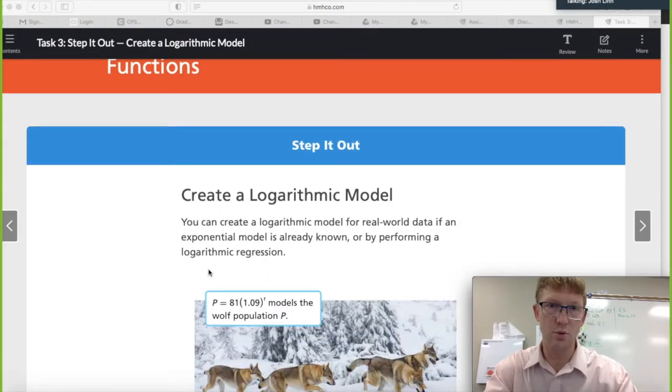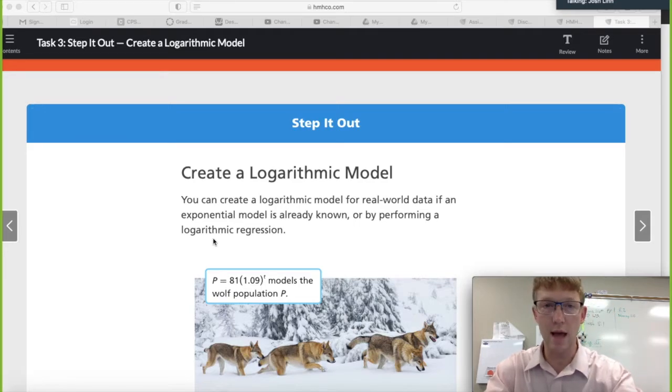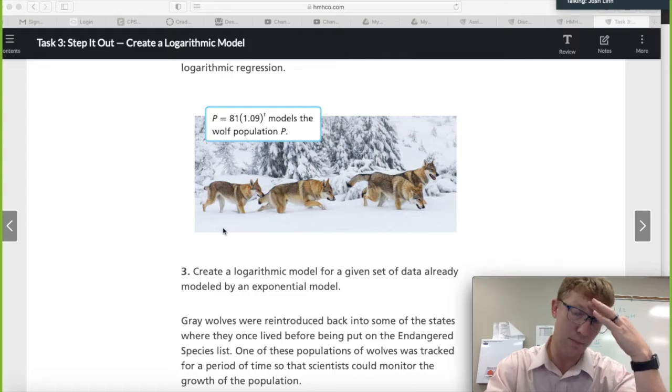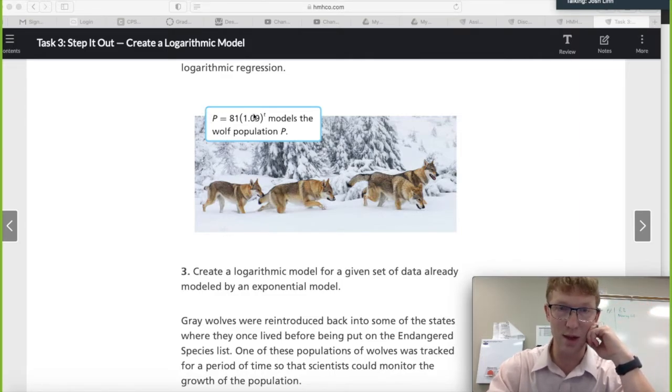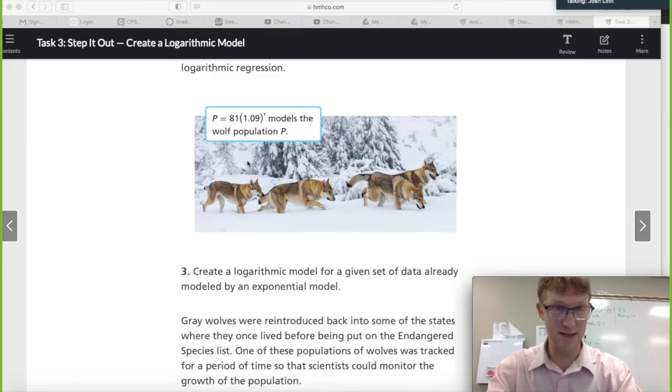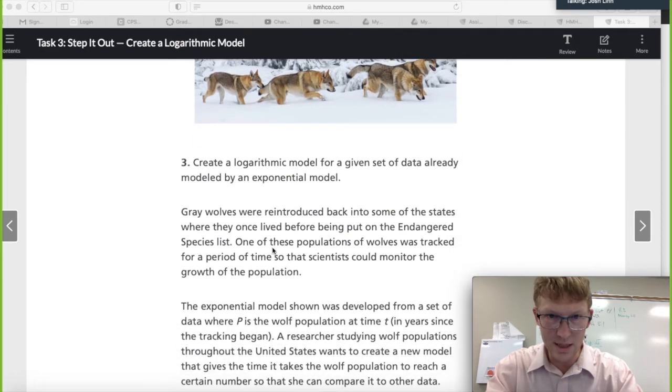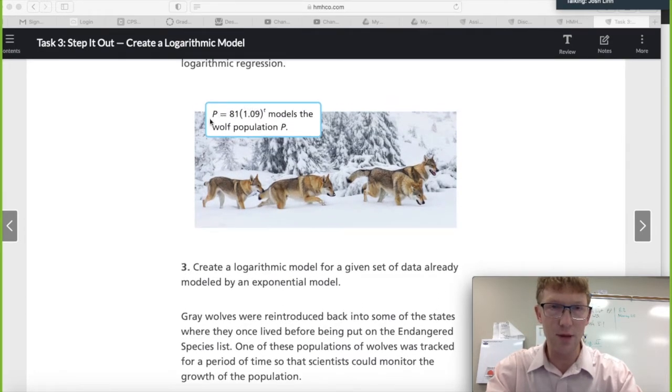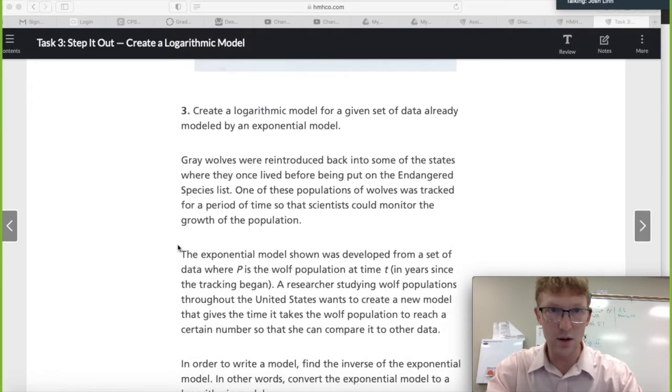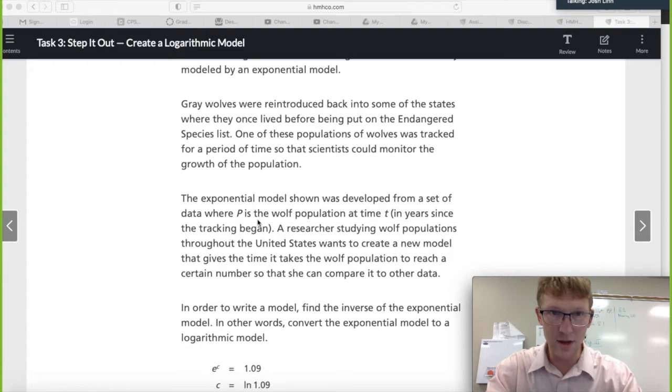Okay, task number 3. Create a logarithmic model based on something you already have. So in this situation, we have a biologist who modeled wolf population P versus time. He started a study at t equals 0, and then for every year he graphed the population of the wolves, and this is the equation that he got. Gray wolves were reintroduced back in some states. The exponential model shown was developed from a set of data where P is the wolf population at time t in years since tracking began. A researcher studying wolf populations throughout the United States wanted to create a new model that gives the time it takes the wolf population to reach a certain number so that she can compare it to other data.